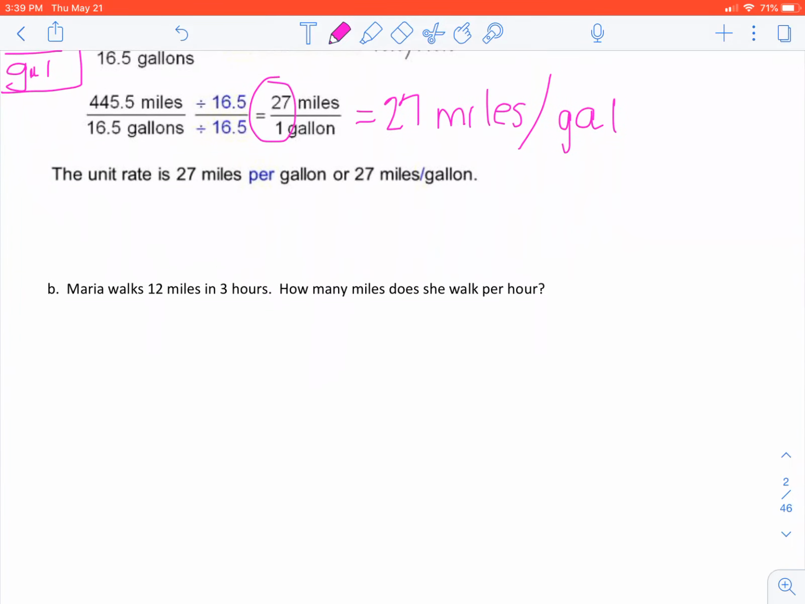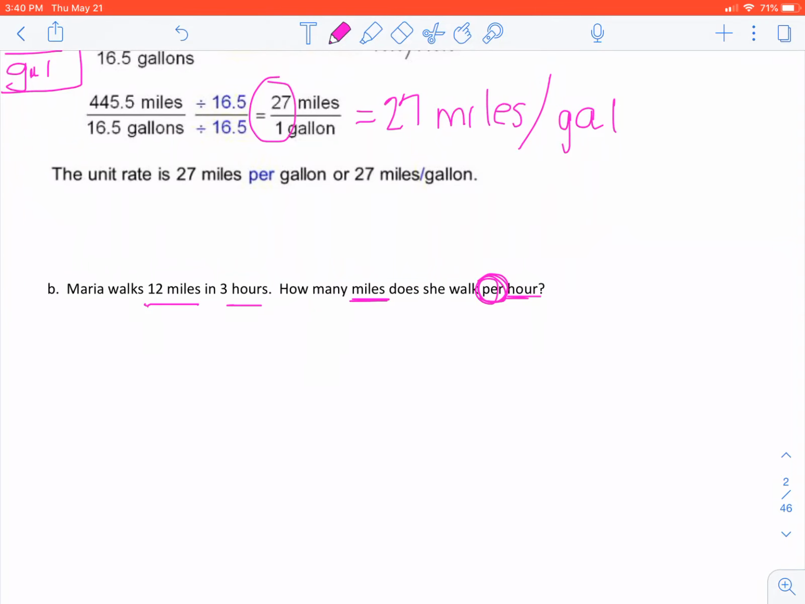Next one says that Maria is going to walk 12 miles in 3 hours. So how many miles per hour? Now this doesn't specifically say unit rate, but this word per, that means that you're finding a unit rate because unit rates are over 1. So that would tell you that that's how many miles per hour.